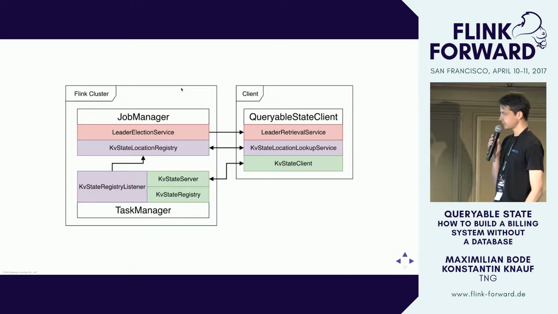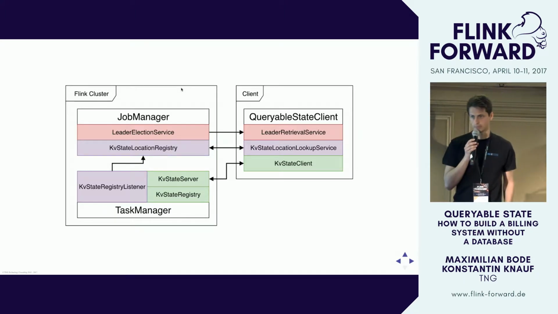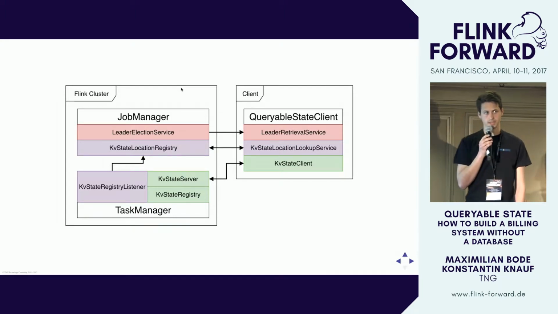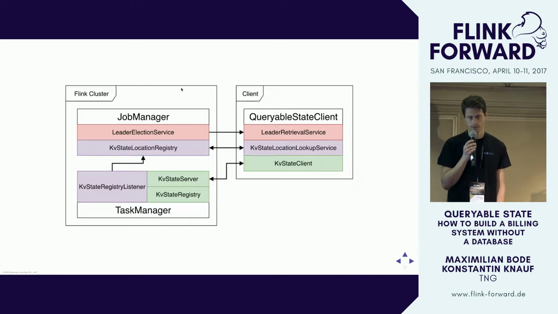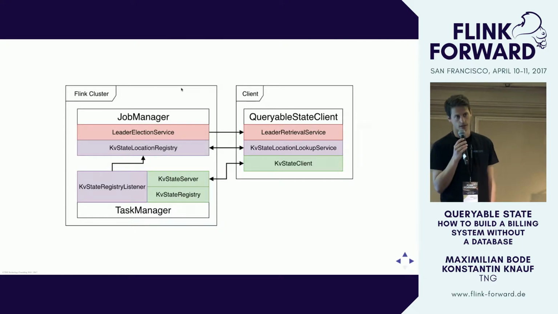This update between the task manager and the job manager is built in, or is integrated with the normal Akka coordination between the job manager and task manager. It's just one message type, which basically tells the job manager, I have a new queryable state, or I don't have this queryable state anymore.